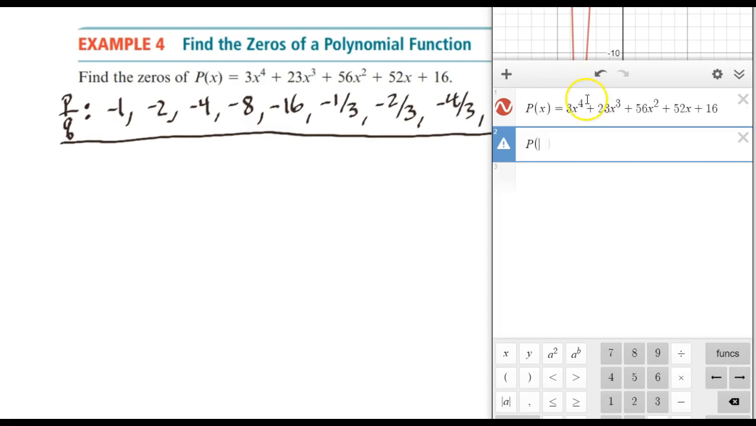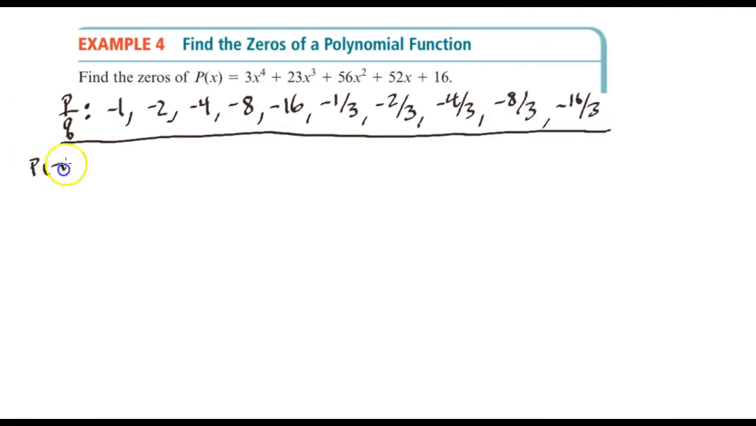So for example, I can plug in my first value for p over q, which is -1. So we'll evaluate this. And notice right over here on the right side, it says it's equal to 0. So we know that p of -1 is equal to 0. And that's good. That's what we want. We know that p of -1 is equal to 0, so that tells us that the remainder is going to be 0. And that's what that remainder theorem that I had up before was telling us.